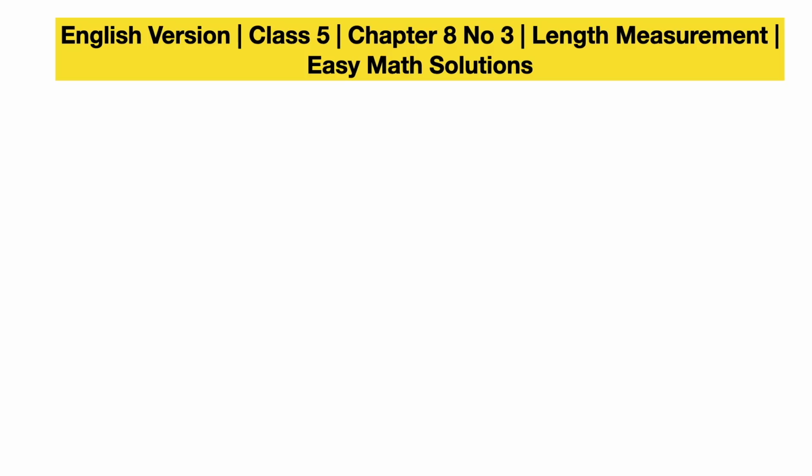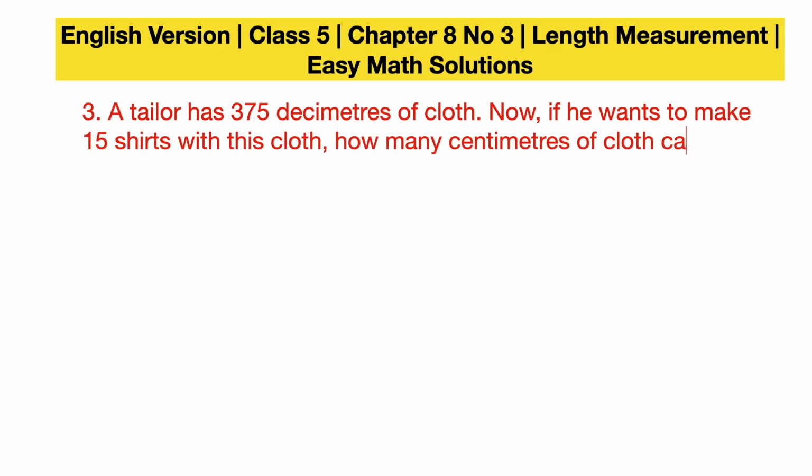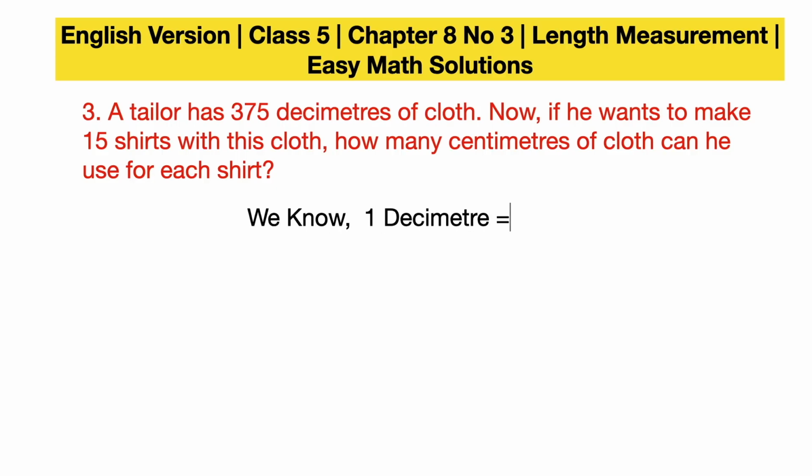English version mathematics, class 5, chapter 8, length measurement. Number 3: a tailor has 375 decimeters of cloth. If he wants to make 15 shirts with this cloth, how many centimeters of cloth can be used for each shirt? Here we know 1 decimeter equals 10 centimeters.